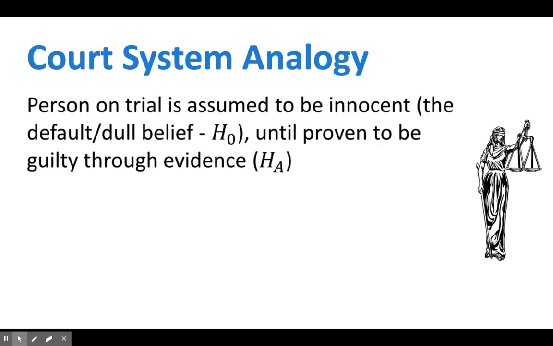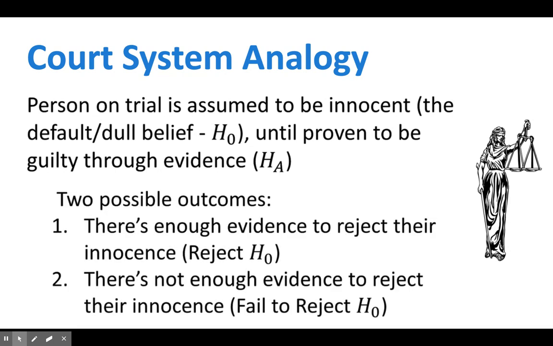And so I mentioned earlier, it kind of connects to innocent until proven guilty. So, just an analogy, that analogy expanded a little bit. A person on trial is assumed to be innocent. This is the default, dull belief. This is the null hypothesis, until proven guilty through evidence. And so the guilt through evidence, that's the alternative hypothesis. And for this, again, innocent until proven guilty. You assume they're innocent. You have to collect evidence and prove that they're guilty. So the innocence would be the null hypothesis. Guilty would be the alternative hypothesis.